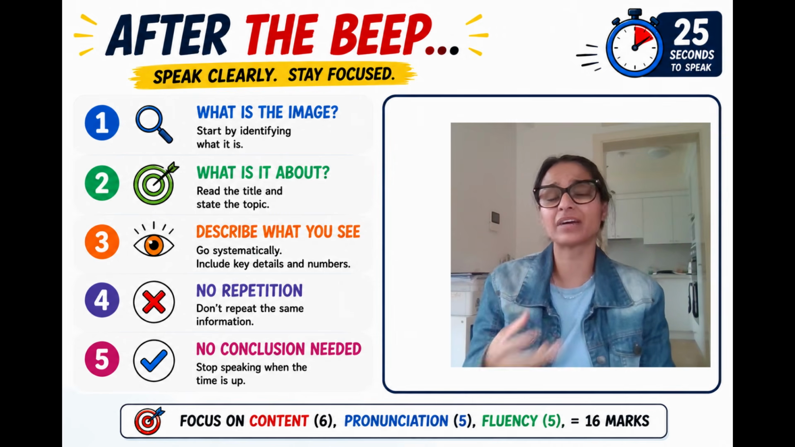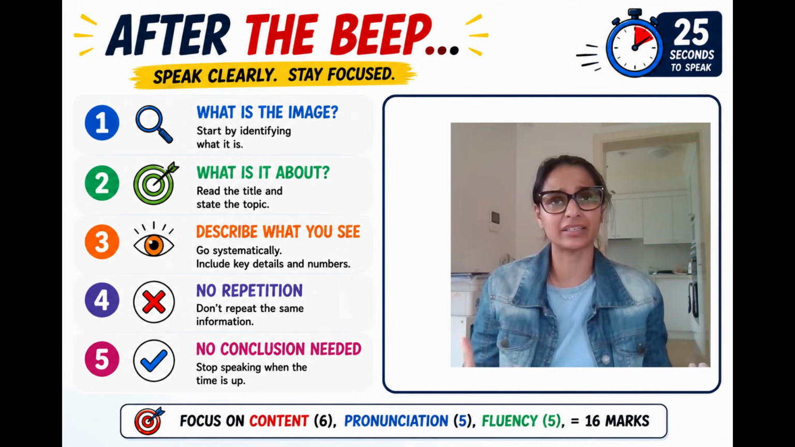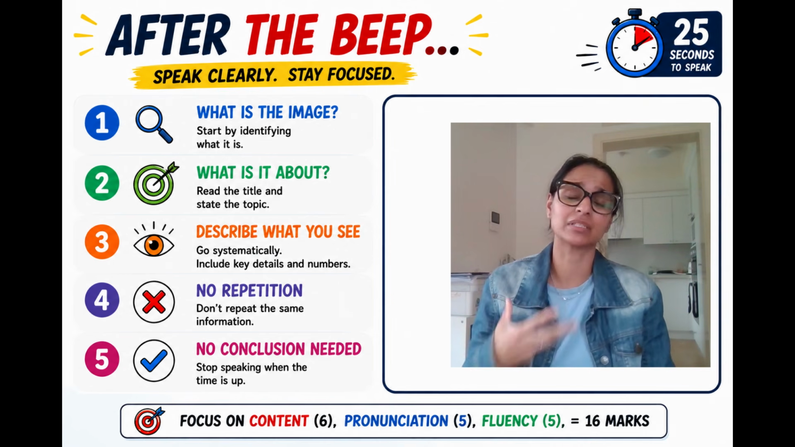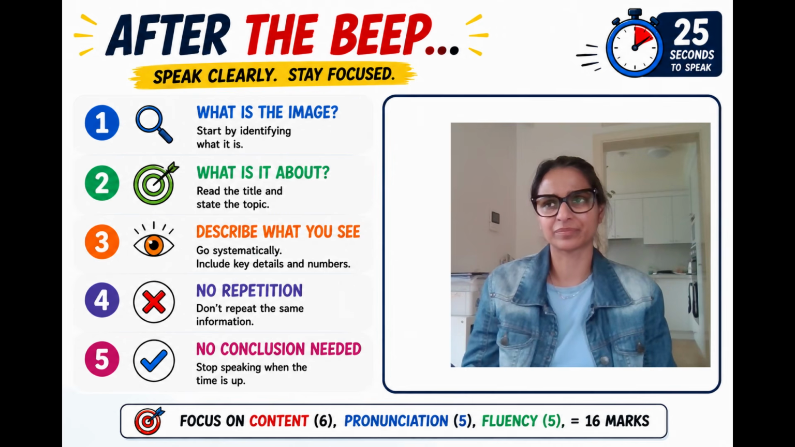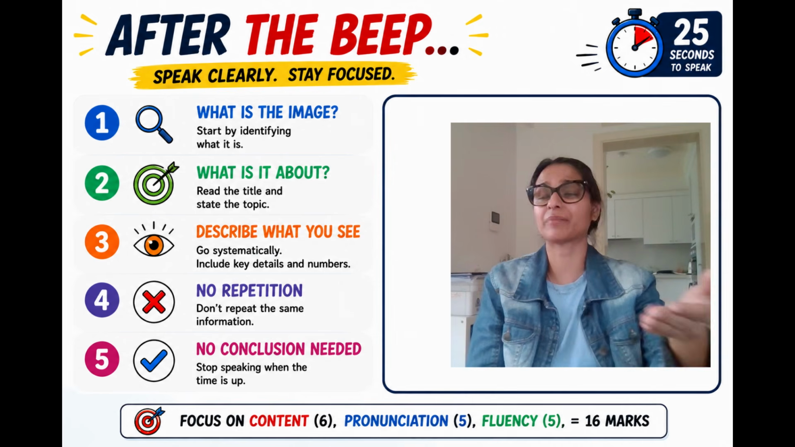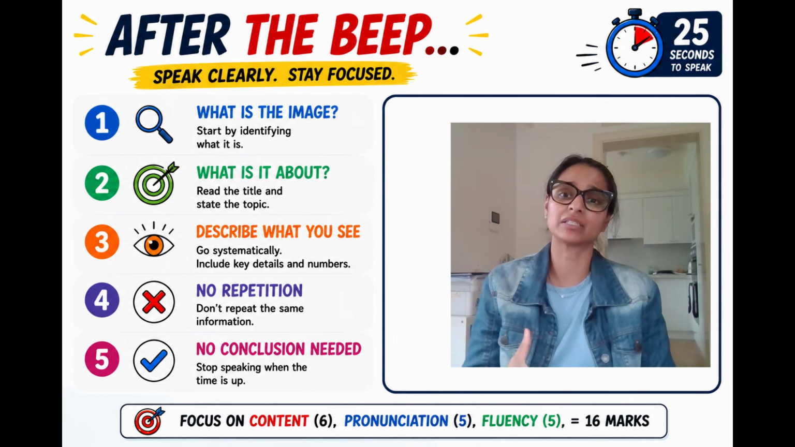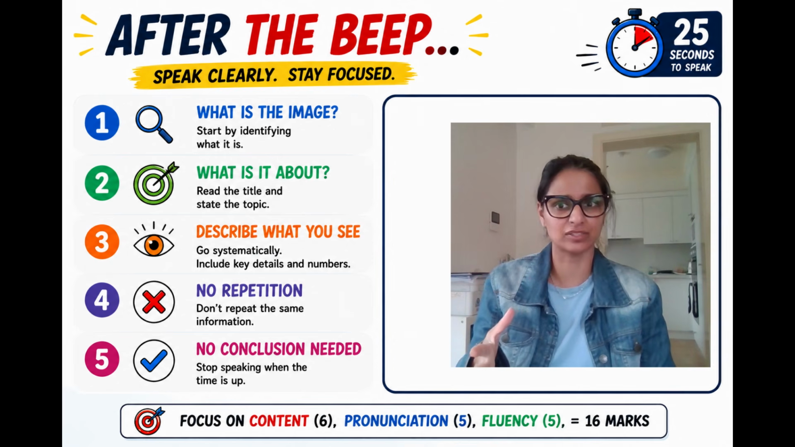If it's a photograph, say it's a photograph. If it's a line graph, say it's a line graph. If it's a bar chart, if it's a table, say the given image is a table or the table given is about. So then that brings us to step two. What is it about? Read the title, state the topic. If there are any subheadings, mention that as well.